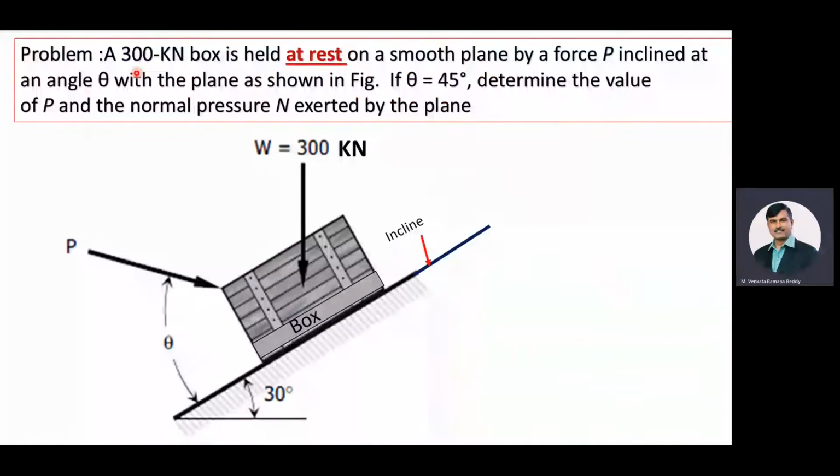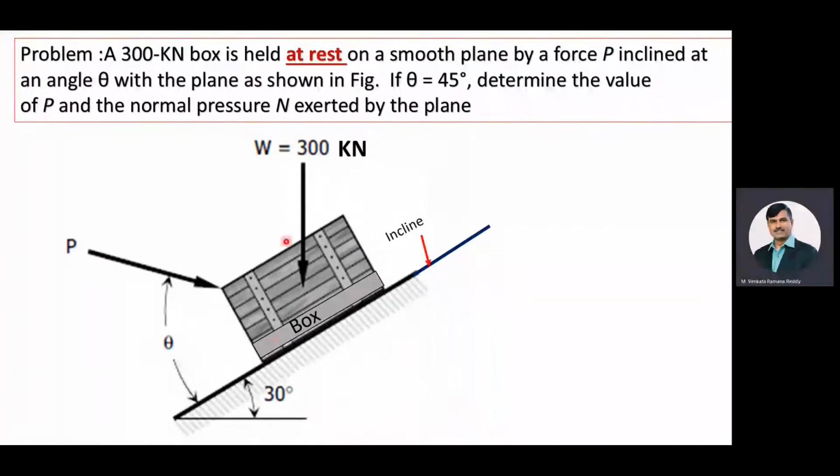The given problem is: a 300 kilonewton box is held at rest on a smooth plane by a force P inclined at an angle theta with the plane as shown in the figure. If theta is equal to 45 degrees, determine the value of P and the normal pressure N exerted by the plane.